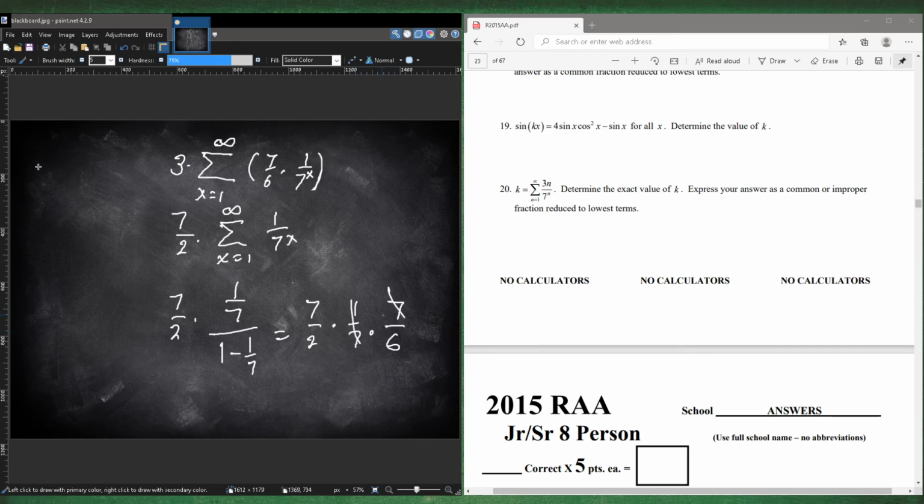So cancel out this with this. So 7 on the top, and then 2 times 6 is 12. So our answer for number 20 is 7/12. And that is your answer for number 20.